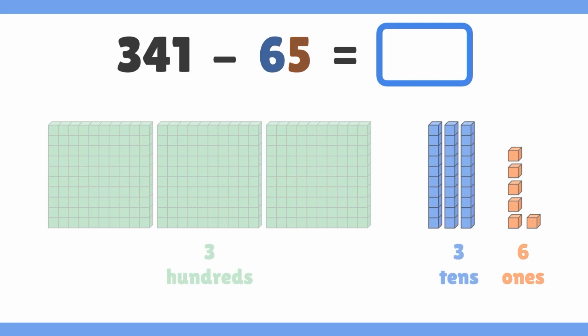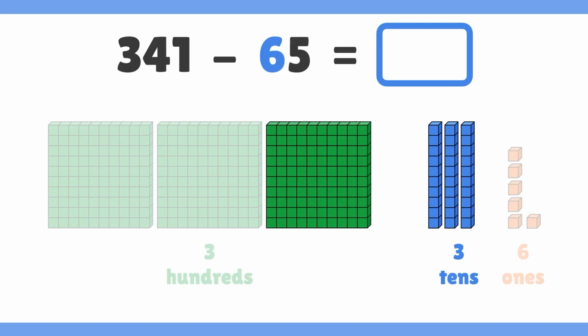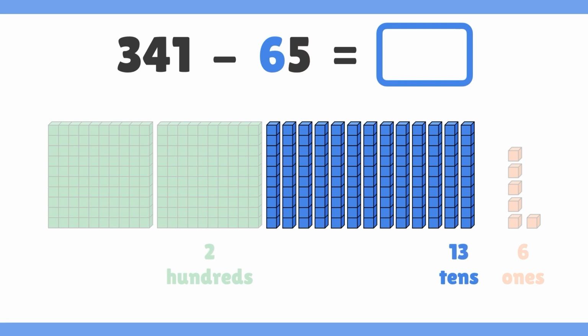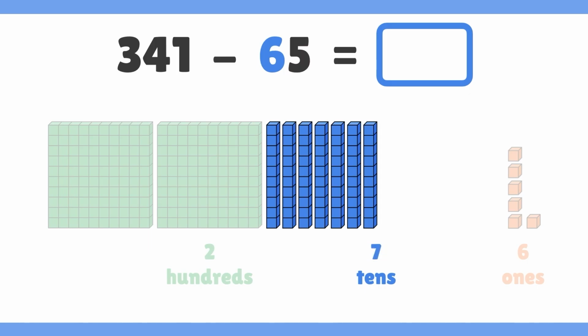Great. Now let's subtract our tens. Our model has 3 tens blocks and we need to take away 6 tens blocks. To do this, we need to regroup again. We can exchange one of our hundreds blocks for 10 tens. Now we have 13 tens and are able to take away 6 tens. 13 tens minus 6 tens is 7 tens.